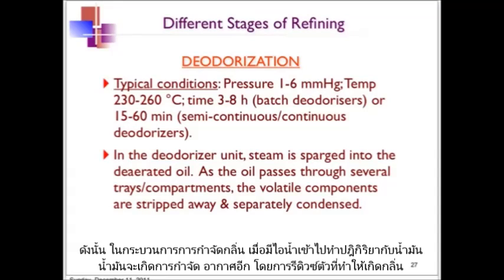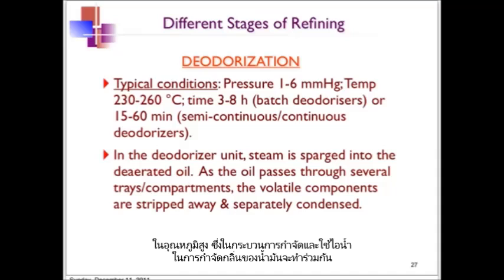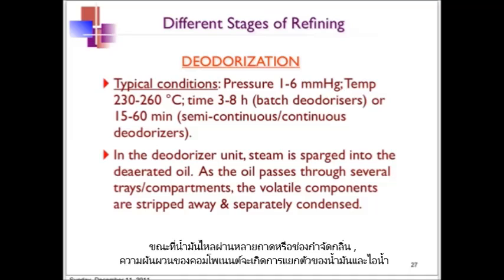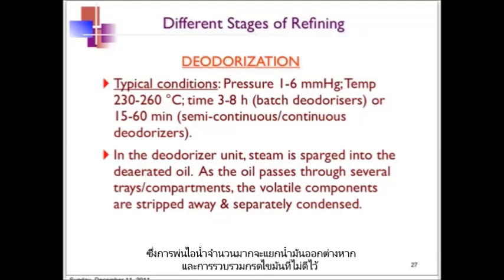So in the deodorizer unit, steam is dispatched into the deaerated oil. The oil is deaerated to remove the air, so that it will reduce oxidation, especially at the high temperature in the deodorizer, and the steam will come into intimate contact with the oil. As the oil passes through several trays or compartments in the deodorizer, the volatile components are stripped away by the steam, and then separately condensed and collected as the fatty acid distillate.